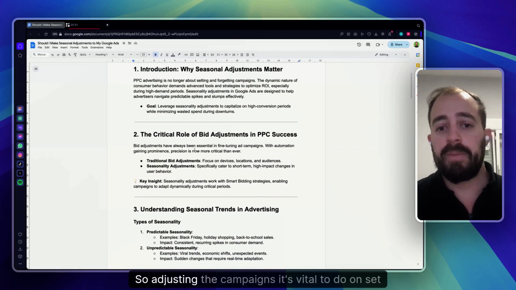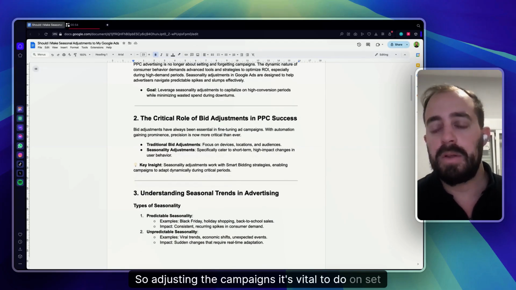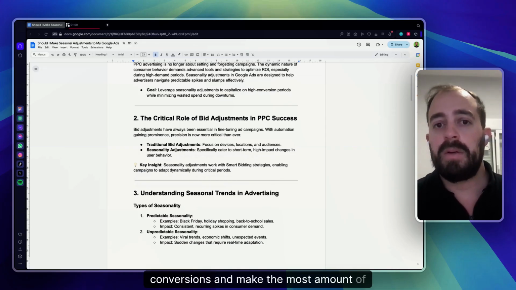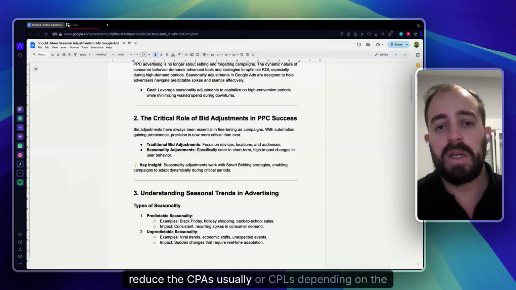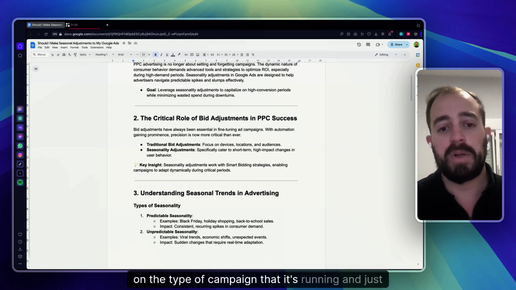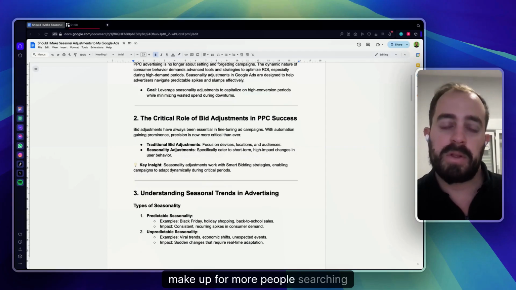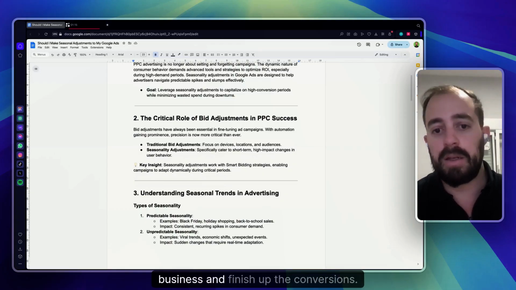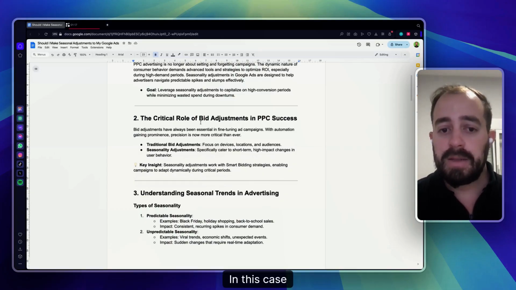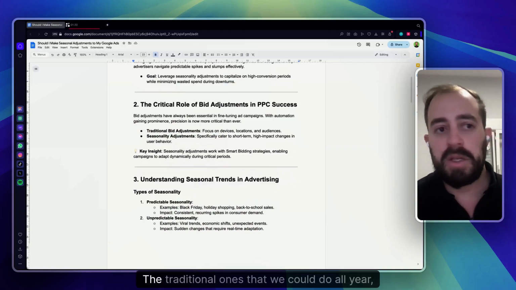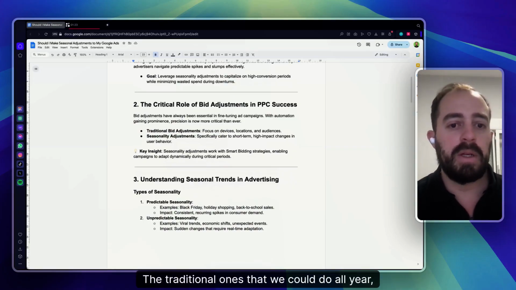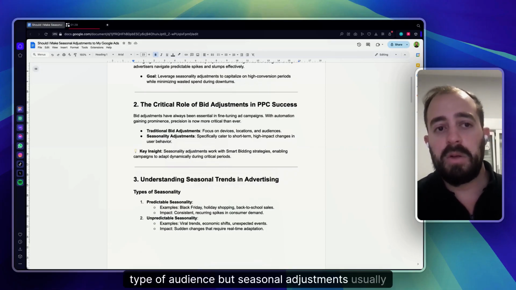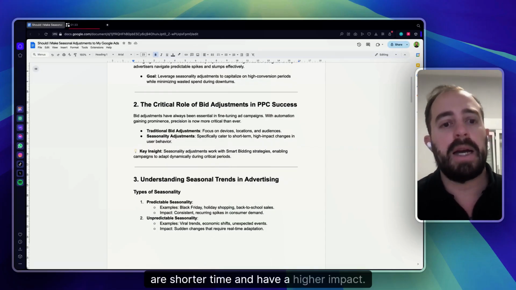So adjusting the campaigns is vital to do at set times to make sure that we get the most conversions and reduce the CPAs, or CPLs depending on the type of campaign that's running, and make up for more people searching or having more intent to get to know your business and finish the conversions. In this case, there are two types of adjustments. The traditional ones that we could do all year round are device, location, and type of audience, but seasonal adjustments usually are shorter in time and have a higher impact.